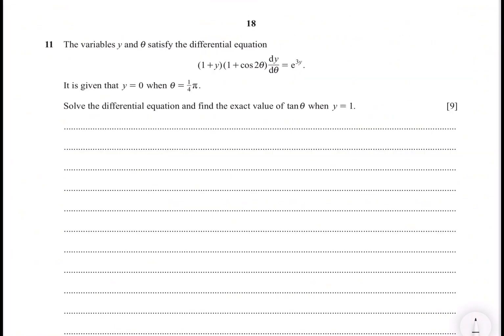Question 11. Variables y and theta satisfy the differential equation. It is given that y equals 0 when theta is pi by 4. Solve the differential equation and find the exact value of tan theta when y is equal to 1. Okay, you separate the variables. Separate y's on one side and theta's on the other side. So you get this.